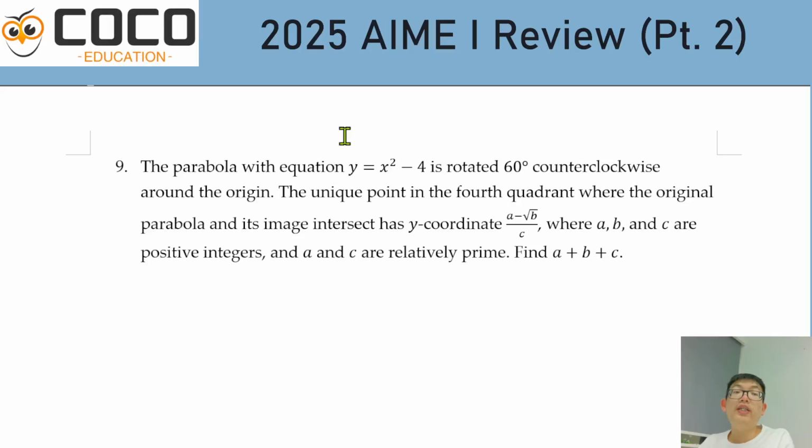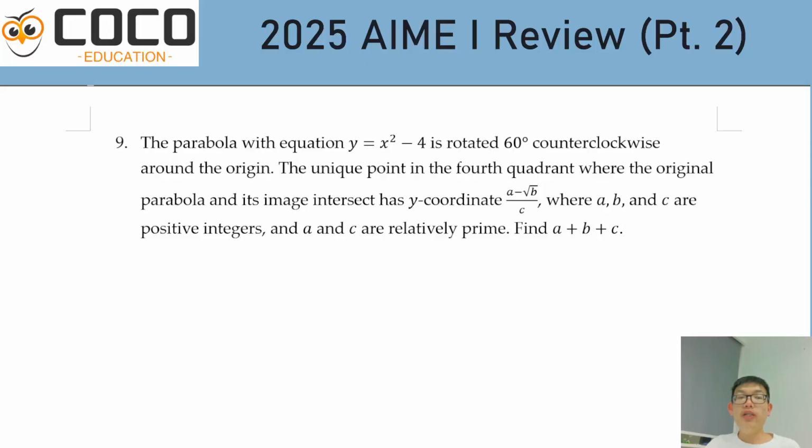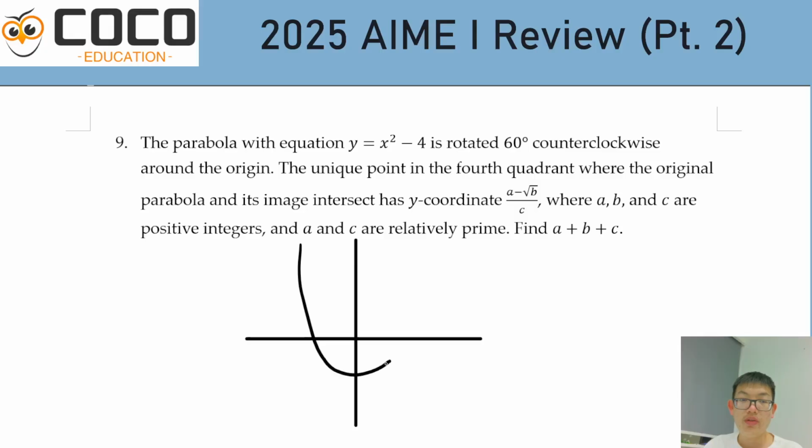Okay. Question 9. A parabola with equation y equals x squared minus 4. This is not to scale at all. Maybe I should at least try to have the intercepts look a bit more correct, because I'm asked to find a unique point where stuff intersect, so perhaps that may be better to do.